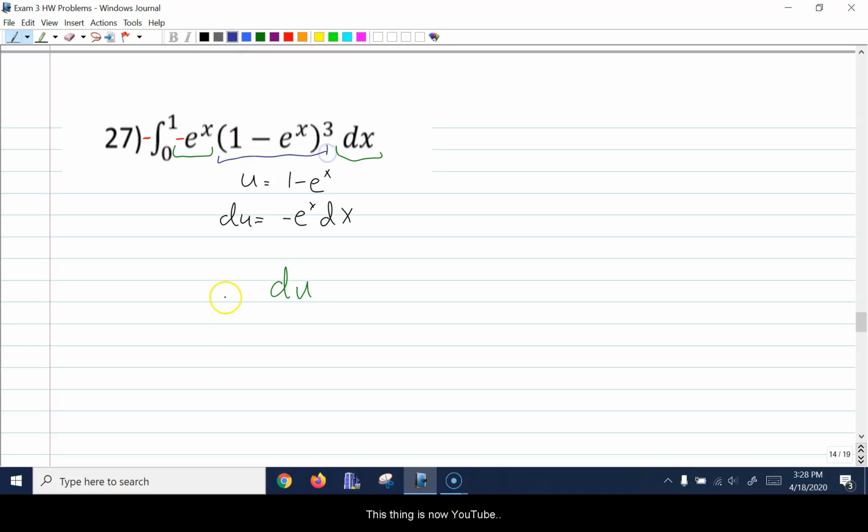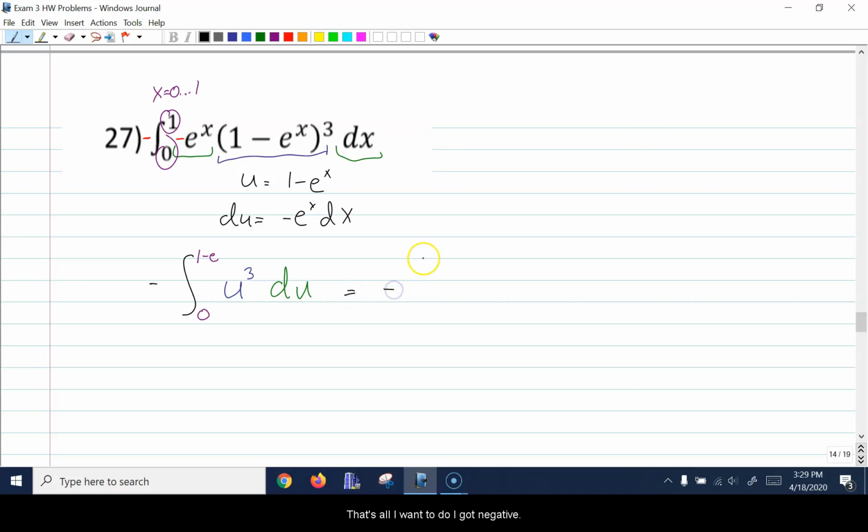This thing is now u cubed. The negative out front is still out front. But key thing, I gotta change the bounds of integration. This is x equals 0 to 1. When I convert that to a u integral, what do my u's become? When x is 0, u is 1 minus e to the 0, which is 0. Okay, that one didn't change. When x is 1, u is 1 minus e to the 1, which is 1 minus e. So that's the one I want to do.